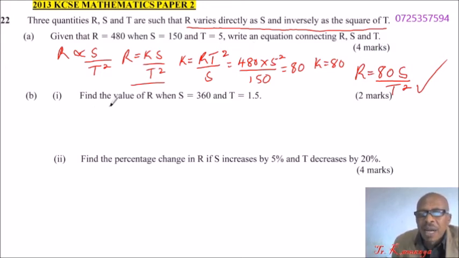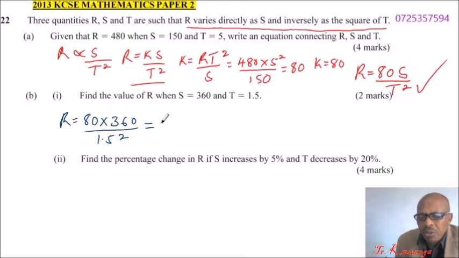Find the value of R when S is 360 and T is 1.5. Since we have obtained our equation in part A, R is equals to 80, that is K, S is 360, you multiply by 360 and you divide by 1.5 squared. You will use your calculator and you will be able to find that this is 12,800. So there you get 2 marks.